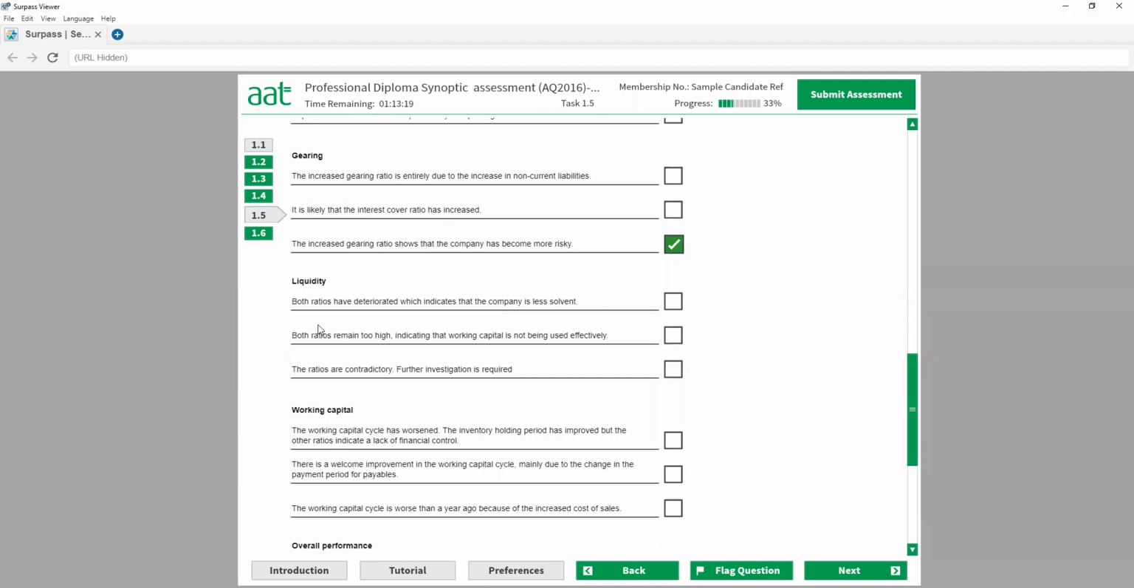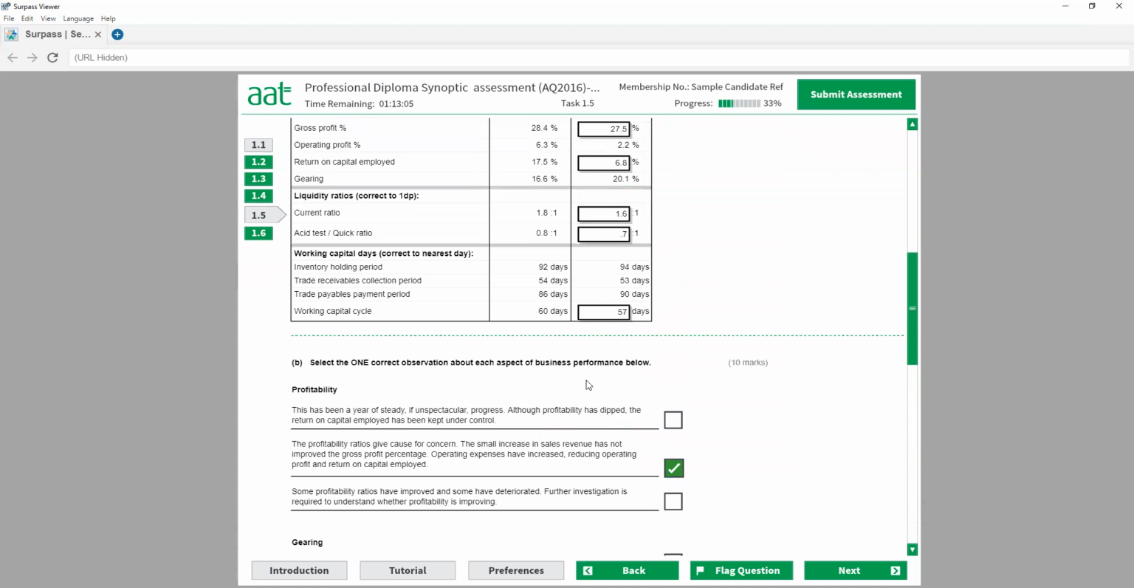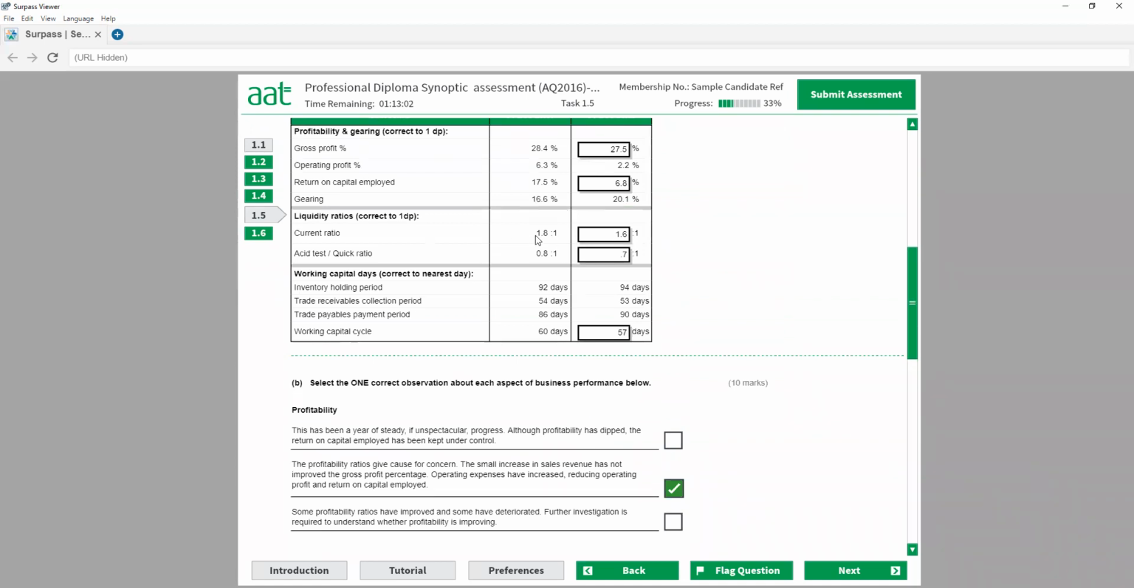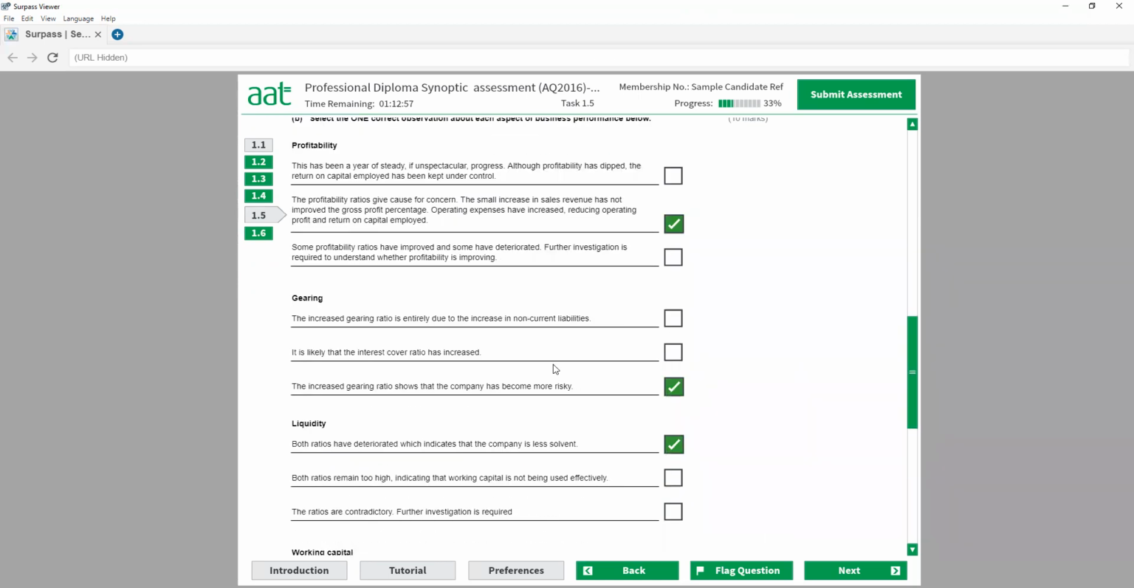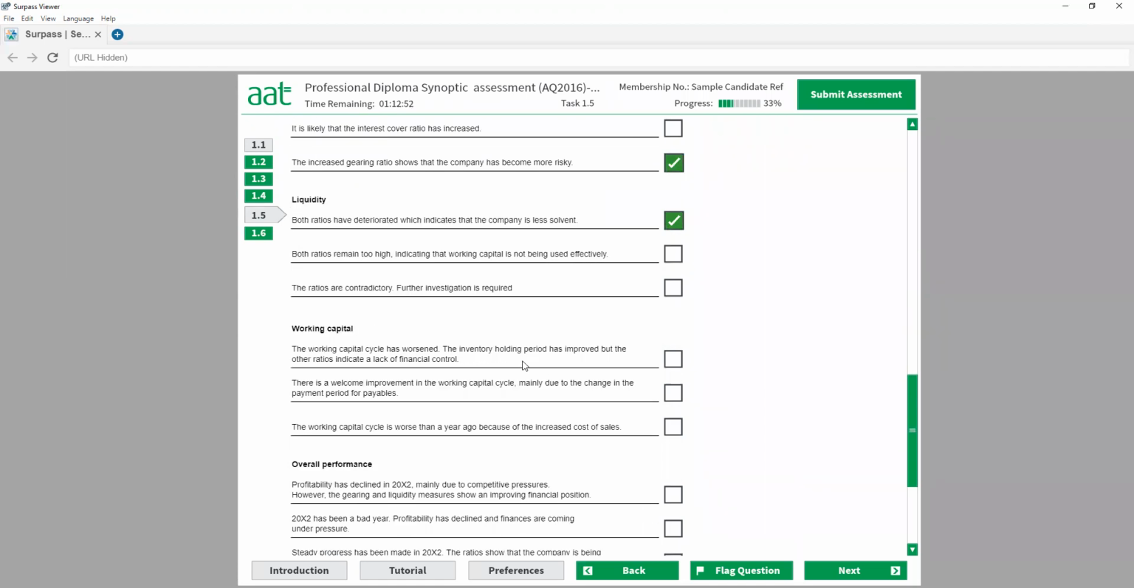Liquidity is linked with the current ratio and the quick ratio. So they said both ratios have deteriorated, which indicates that the company is less solvent. That's true because my current ratio and quick ratio both are reduced. You can see here it was 1.8, now 1.6. It was 0.8, now 0.7. So both are reduced. So that means the company is less solvent. Liquidity ratios only deal with the liquid cash for the business. So how liquid the company is, you can get from the liquidity ratio.